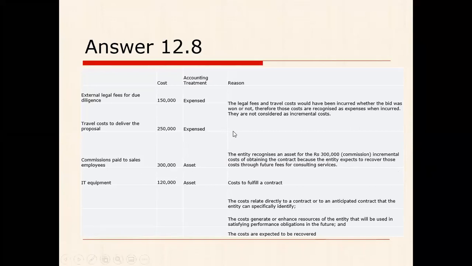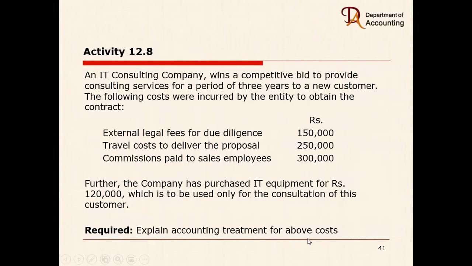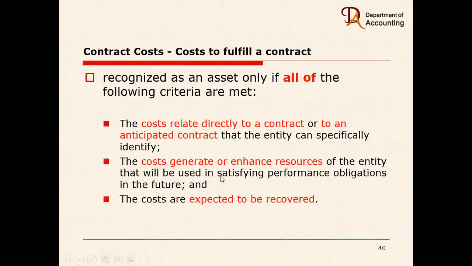Then on an annual basis, you need to amortize that. That is the kind of contract cost you should recognize. If it is on a straight line basis, 100,000. Then you have the cost to fulfill, 120,000. Yes, it's a kind of asset. The cost relates directly to a contract or to an anticipated contract. The cost generates or enhances resources. The costs are expected to be recovered. So those are the three simple points made over here.